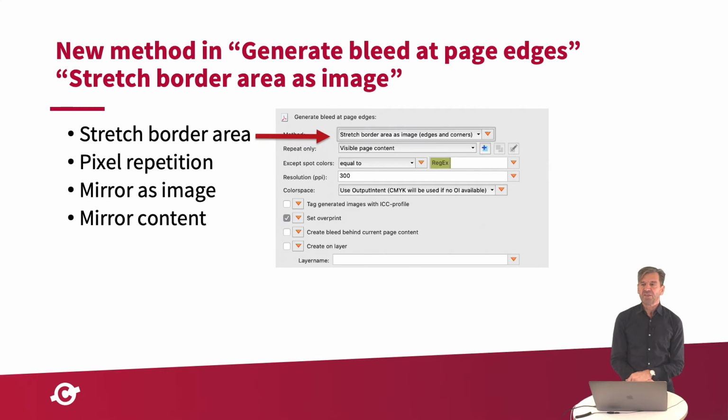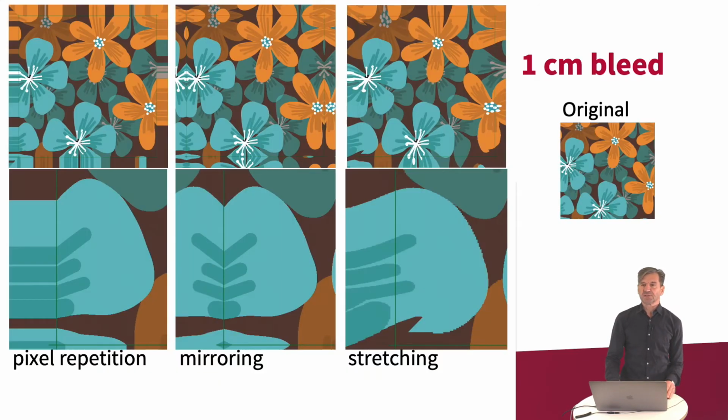It is a method that is available in the existing Fixup, generate bleed at page edges. So, stretch border area, what does it do? It always creates an image. Instead of showing it in a demo, I've created a comparison between the different methods. In fact, we have four, because mirroring can not just mirror the page as an image, it can also mirror the page PDF objects as objects.